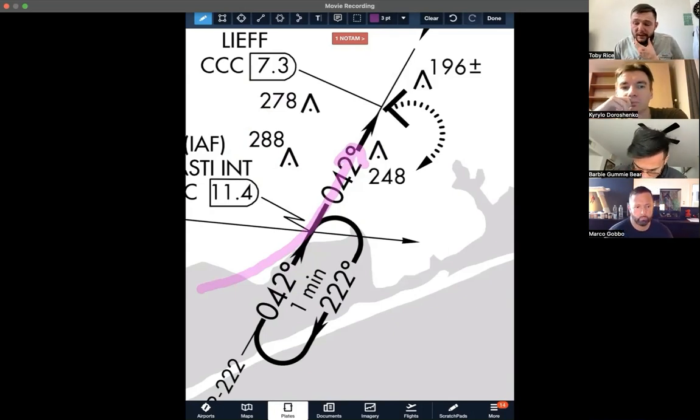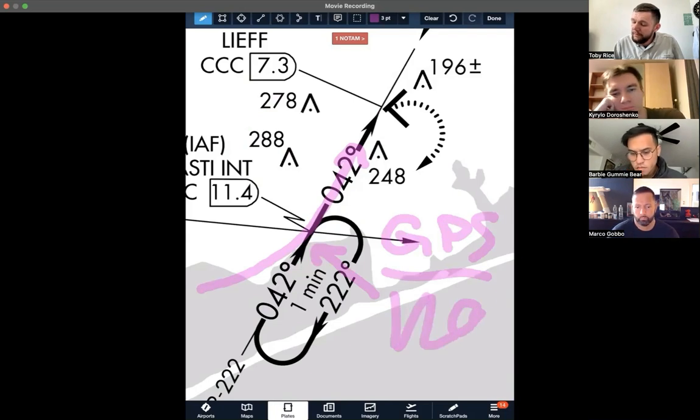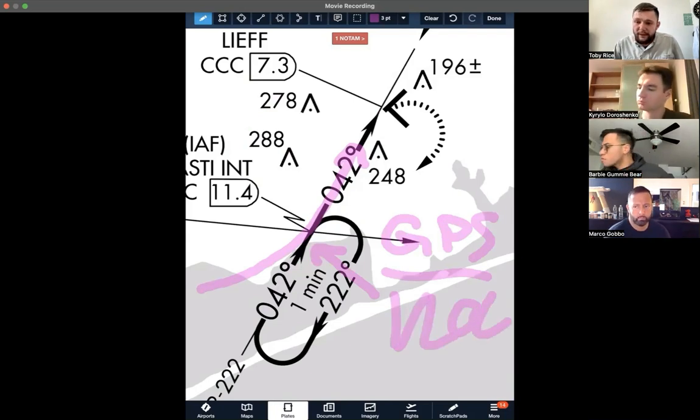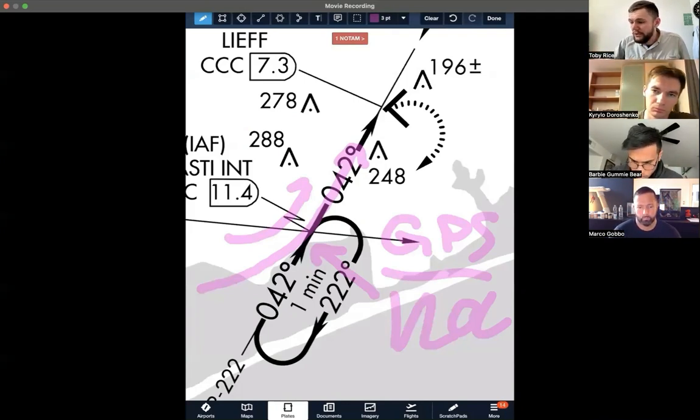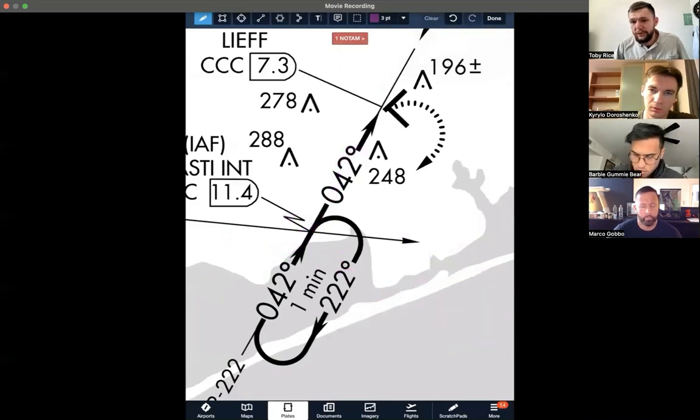But even then, you would have to switch from GPS to VLOC right there. And that's going to add more workload to what you're doing right in the middle of a turn. So it's just not very stable. It's not consistent. It doesn't make your life any easier. It actually makes your life harder. So why do we do a course reversal? Yeah, but what if we intercept the radial a little bit further out?